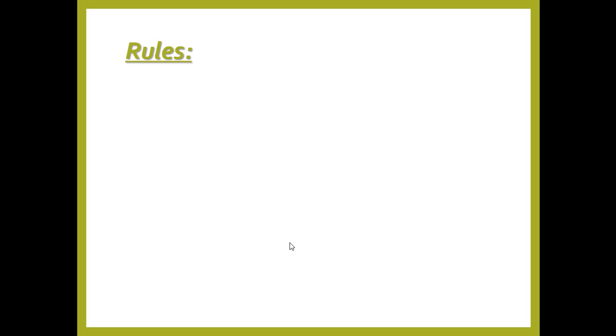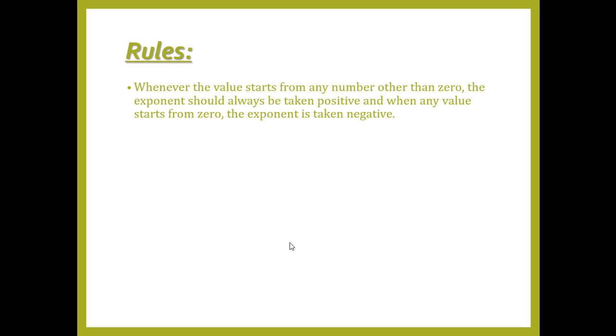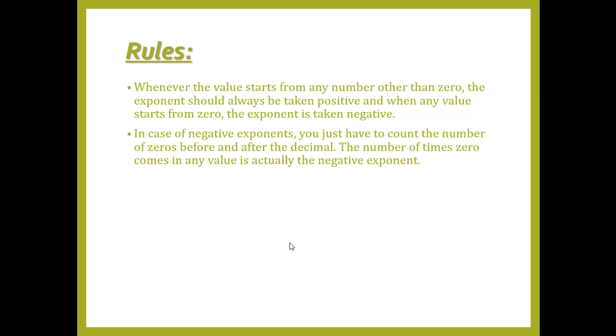So we are now going to learn some rules about when we take the powers or exponents positive and when negative. Number 1, whenever the value starts from any number other than 0, the exponent should always be taken positive, and when any value starts from 0, the exponent is taken negative. Number 2, in case of negative exponents, you just have to count the number of zeros before and after the decimal. The number of times 0 comes in any value is actually the negative exponent.